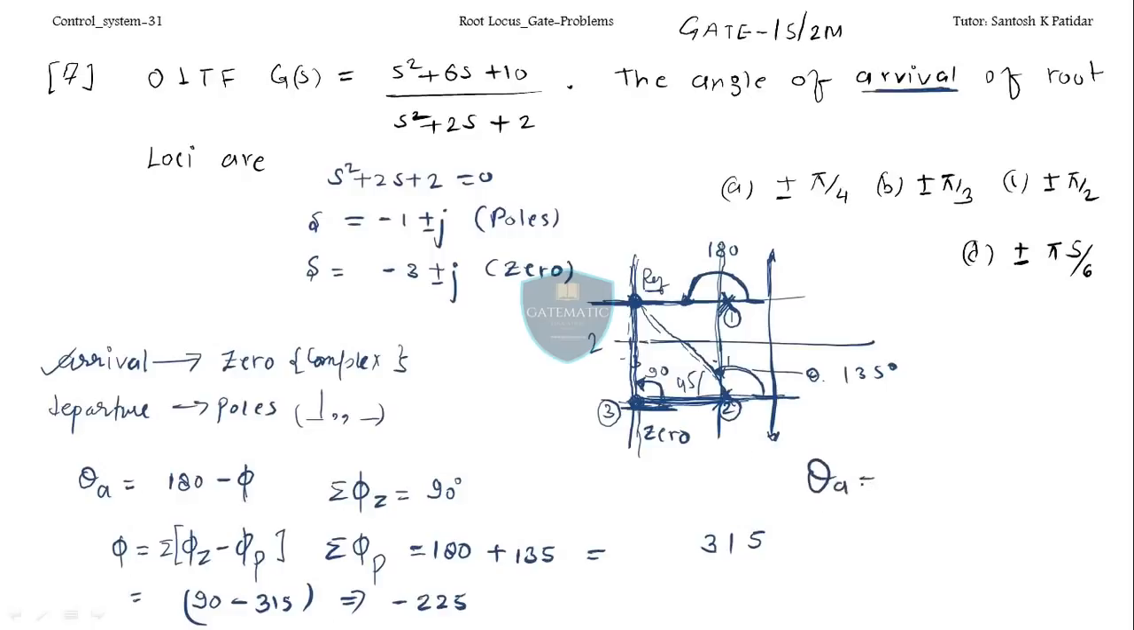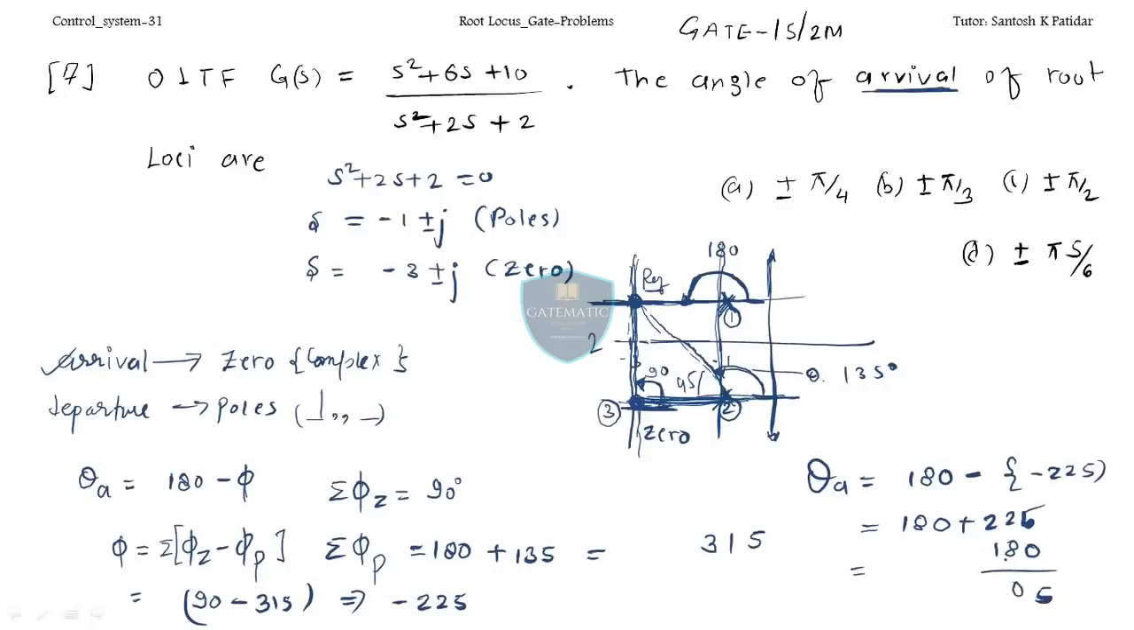So your phi a is 180 minus 225. So what you are getting? You are getting 180 plus 225. So 180 plus 225, how much? This is 504. So this is above 360 degree, means you will subtract 360 degree from this. So you are getting plus 45, pi by 4.